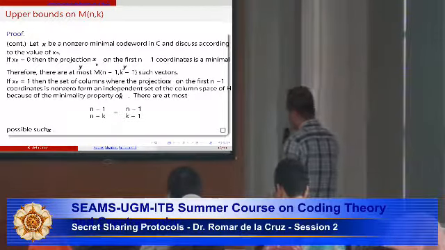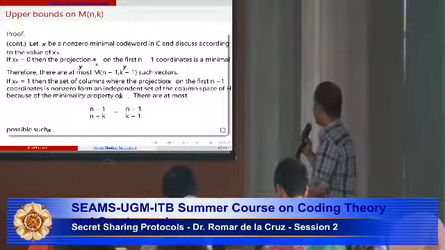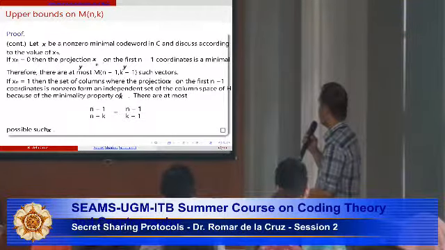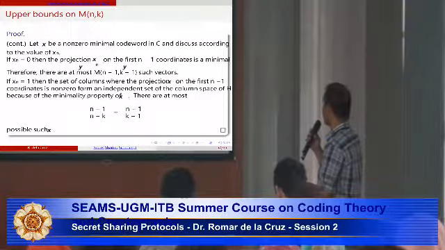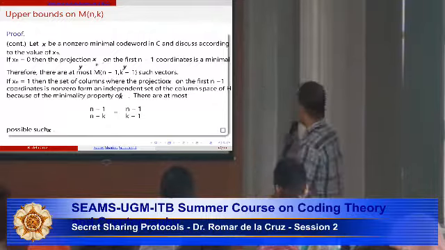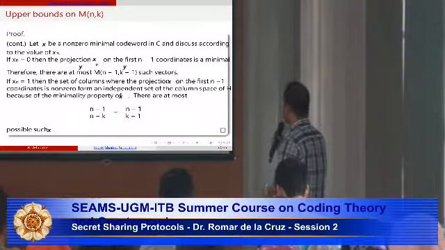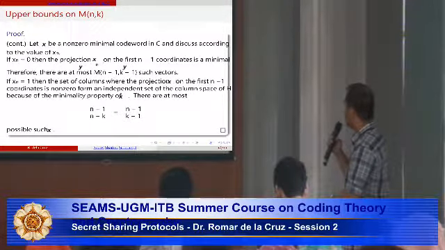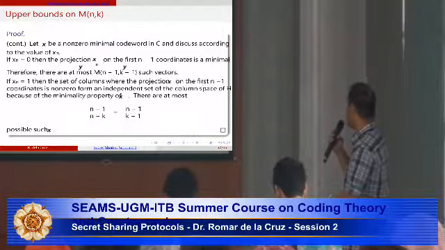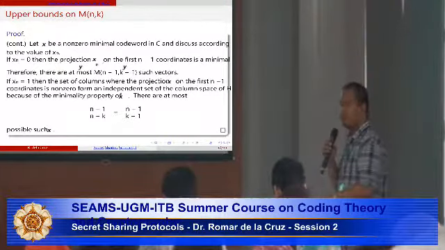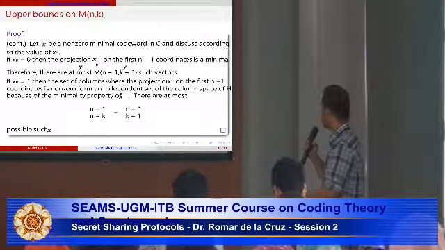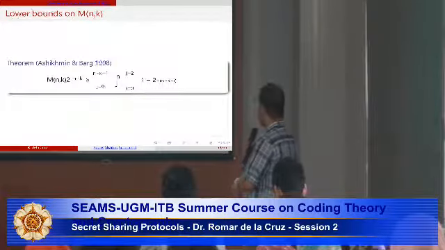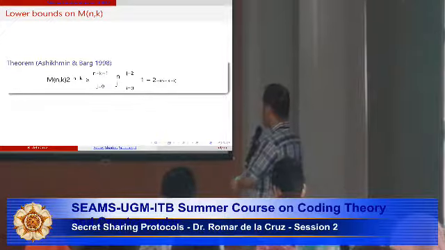Now, if x sub n is equal to 1, again you consider the projection on the first n minus 1 coordinates. They form an independent set of the column space of H prime. So you will have this number of possible x prime. You just compute the number of linearly independent sets of columns. You have n minus 1 columns for H prime, so you take n minus k. So it will imply this bound.